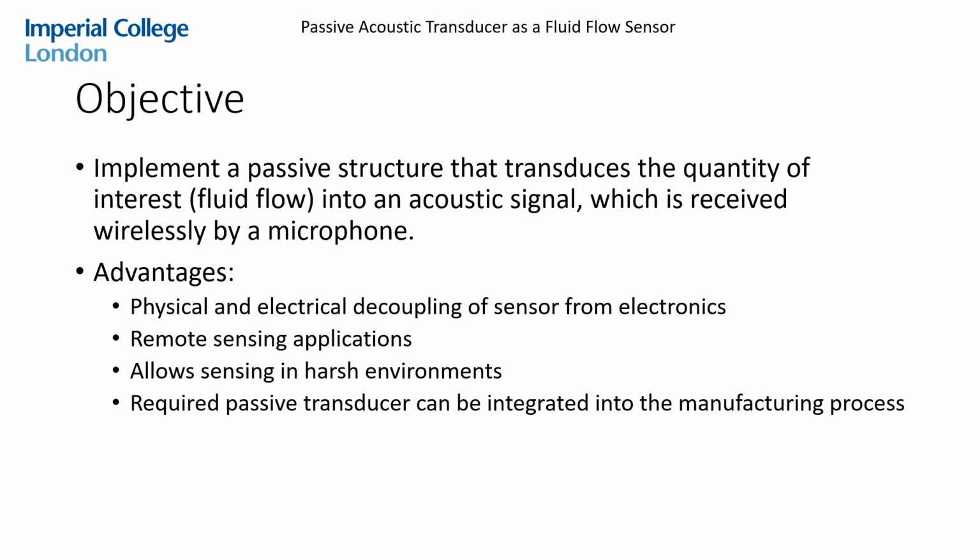The first one is the physical and electrical decoupling of the sensor from electronics, which allows for reliable sealing of the monitored systems. The second thing is that this will allow for remote sensing applications where the passive structure may be in a more inaccessible or remote location. Thirdly, the simplification of this approach also allows for the sensor to be used in harsher environments such as high temperature, toxic, or radiative environments. And finally, this approach also allows for integration of the passive transducer into the manufacturing process of the monitored system.